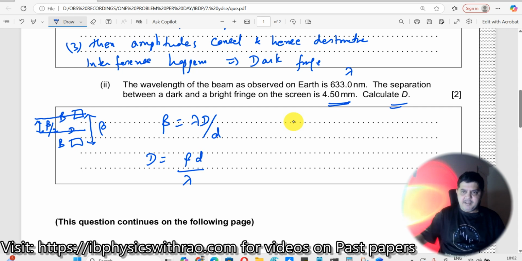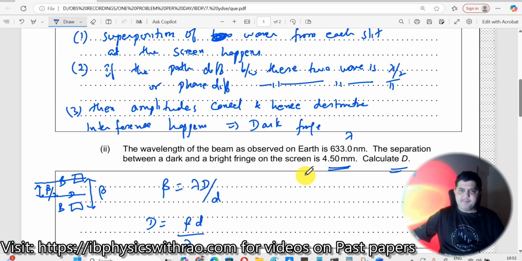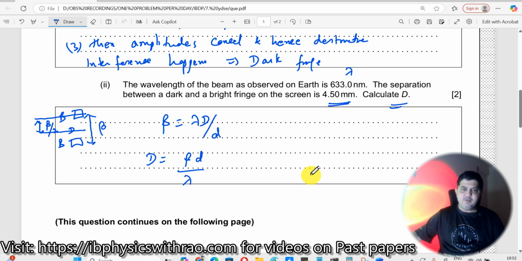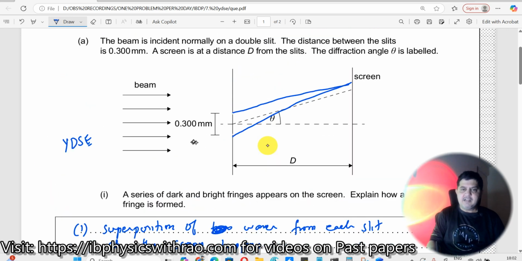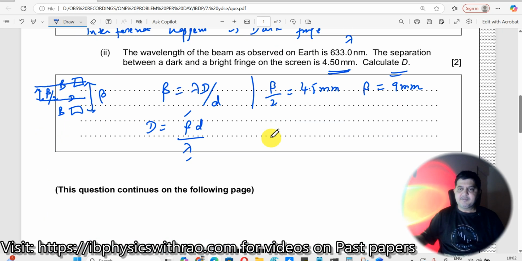Now is the value of D known to us? Let us find out what all has been given to you. The value of lambda is given to us. Distance between a bright and a dark fringe is given, which means beta by 2 is given to you, not beta. Beta by 2 is 4.5 millimeter, so beta should be 9 millimeter. Beta is given, lambda is given. What about small d? Small d is also given, the distance between two slits. Let us substitute all of them.